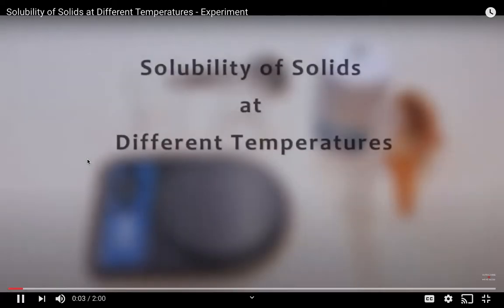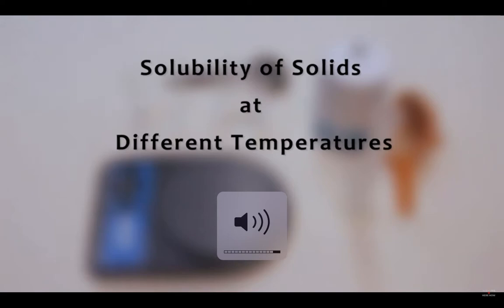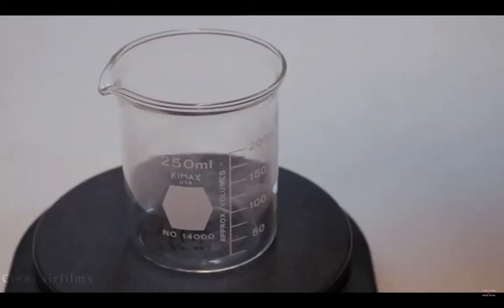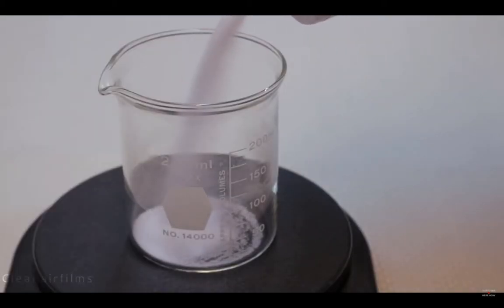Today, in this fun video, we are going to test how temperature affects the solubility of a solid solute. This is what you'll need: 2 beakers, salt, water, and a thermometer. First, add 50 grams of salt to the beaker.